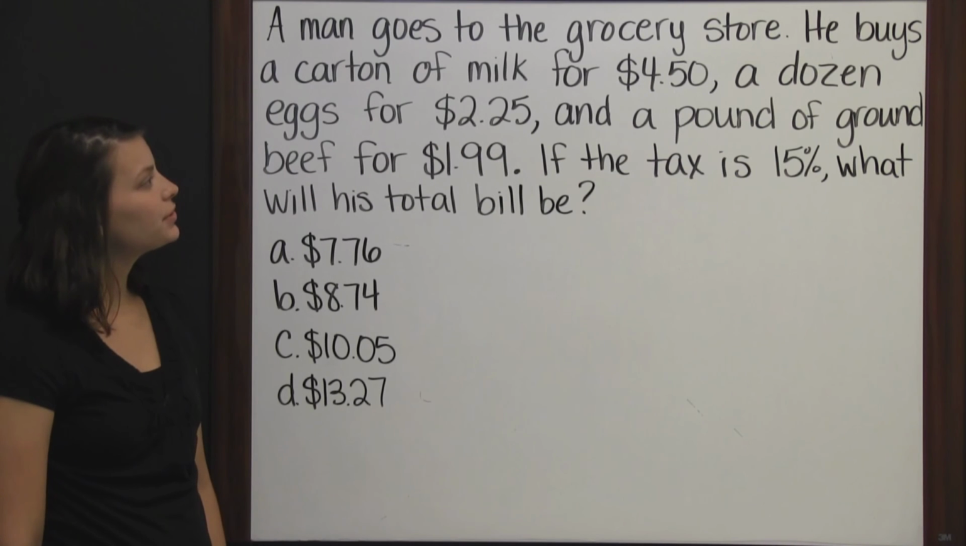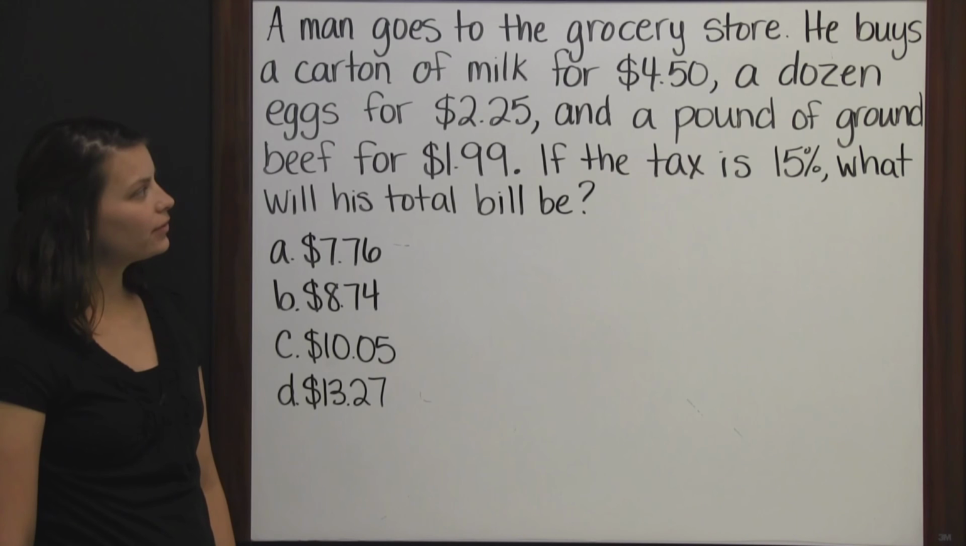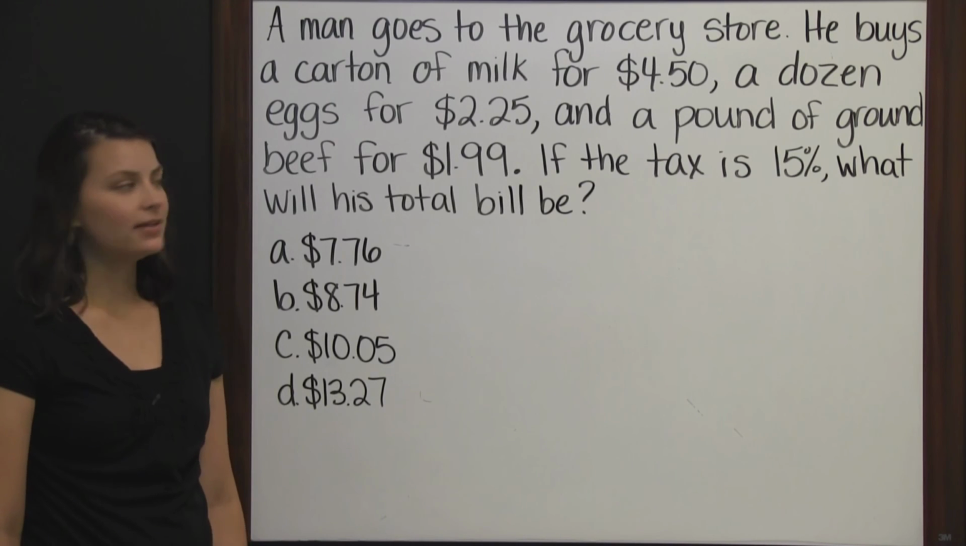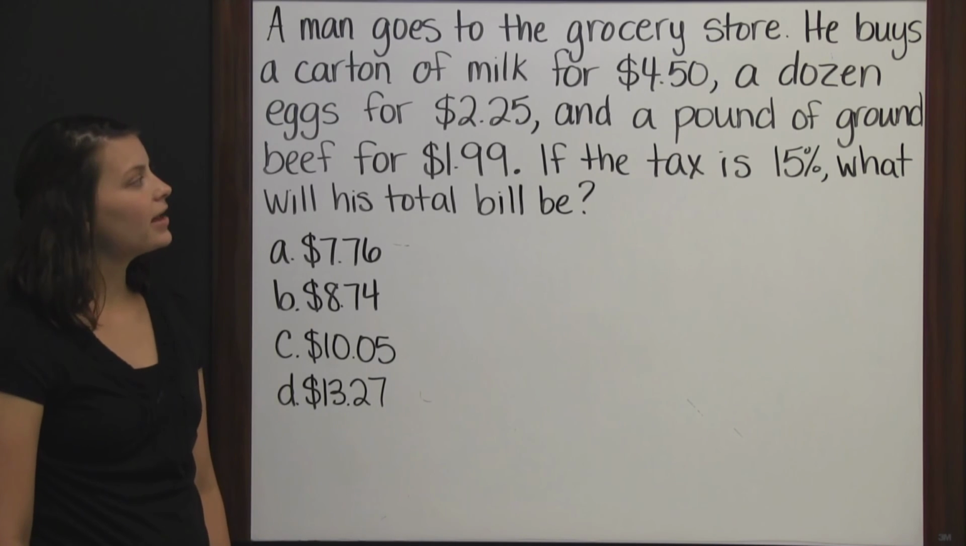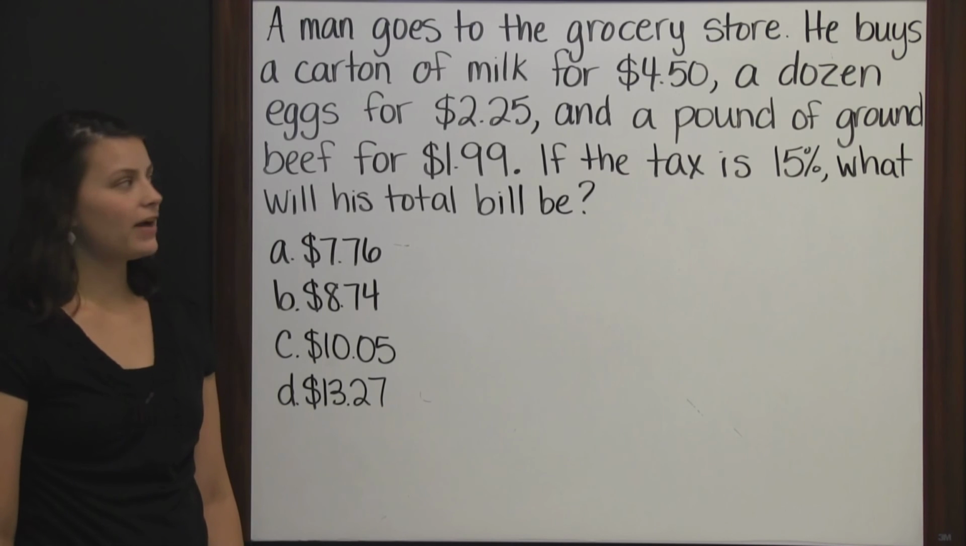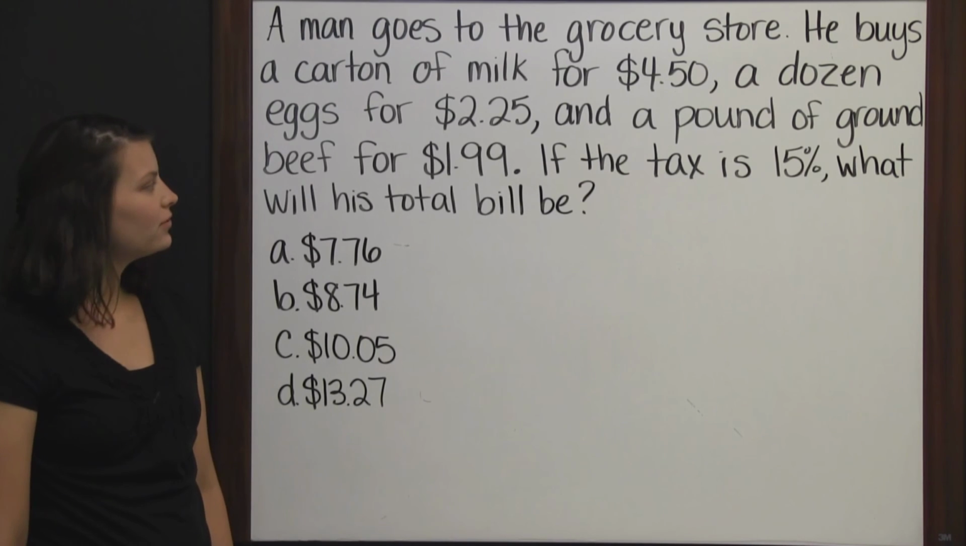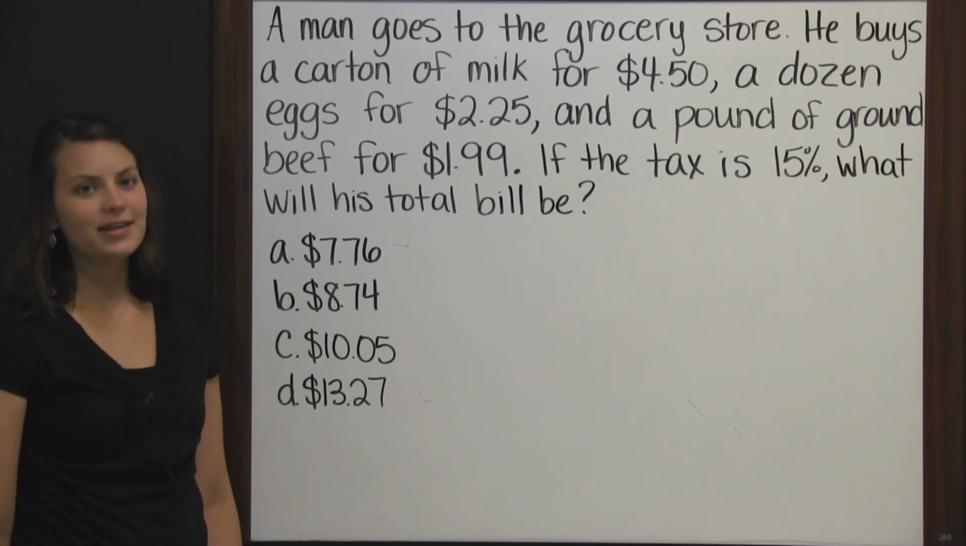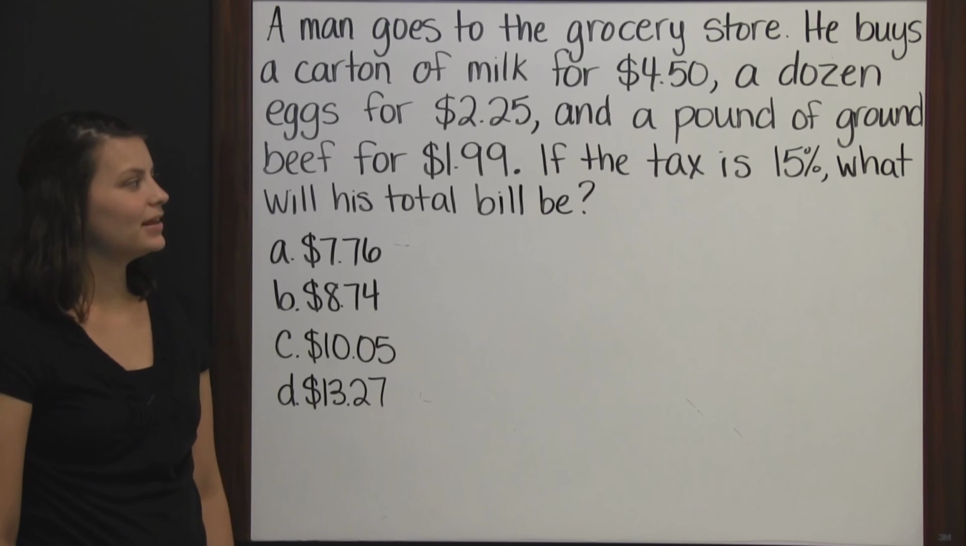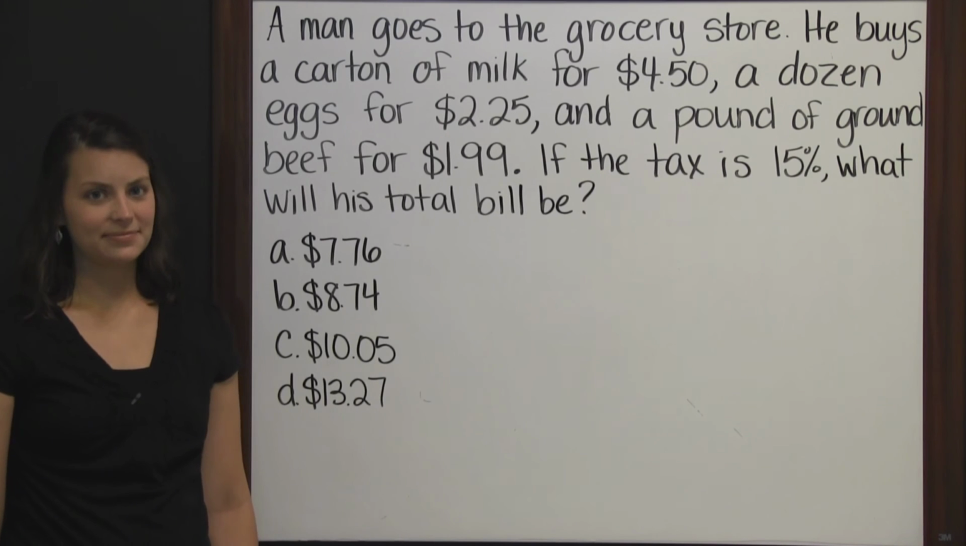A man goes to the grocery store. He buys a carton of milk for $4.50, a dozen eggs for $2.25, and a pound of ground beef for $1.99. If the tax is 15%, what will his total bill be?